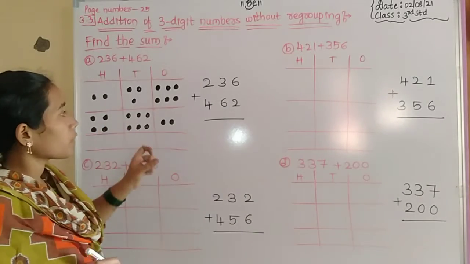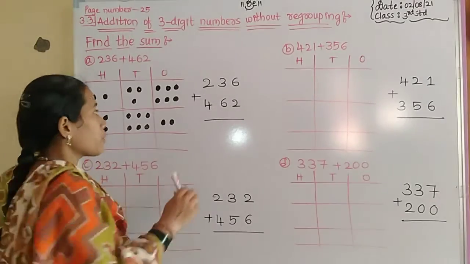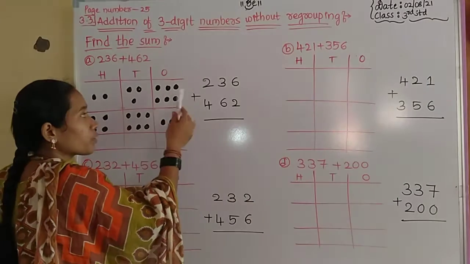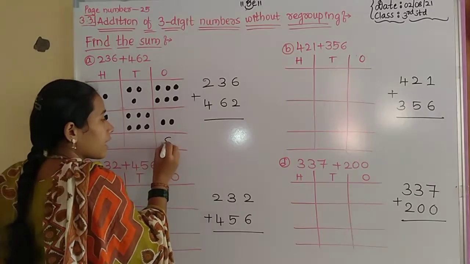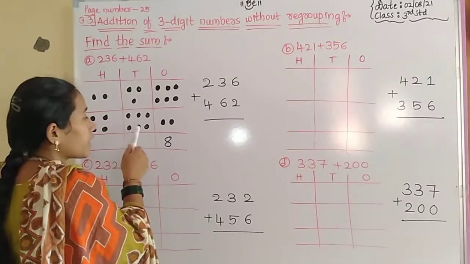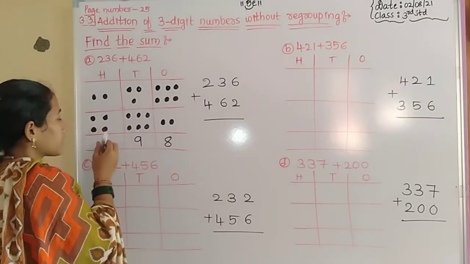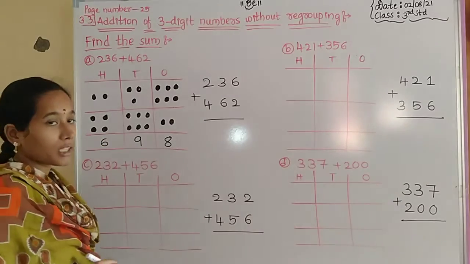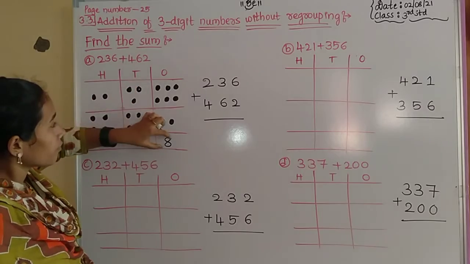Then we have to add the numbers. First we start from the ones placement only. Add and count all together: 1, 2, 3, 4, 5, 6, 7, 8. So write 8 here. Then in the tens placement: 1, 2, 3, 4, 5, 6, 7, 8, 9. Write 9 here. Then 1, 2, 3, 4, 5, 6. So what's the number name here? 6 hundreds, 9 tens, 8 ones.